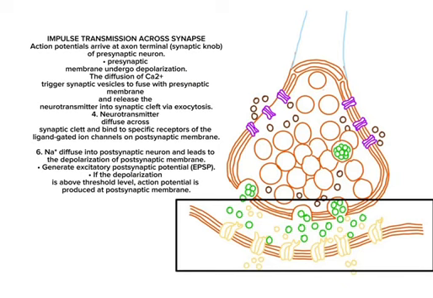First is reuptake of neurotransmitter. Many neurotransmitters are actively transported back into the synaptic knob that released them.